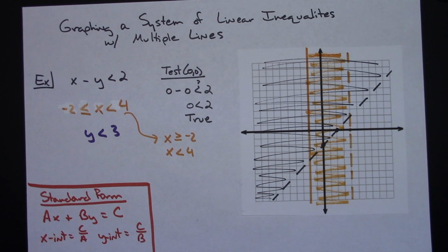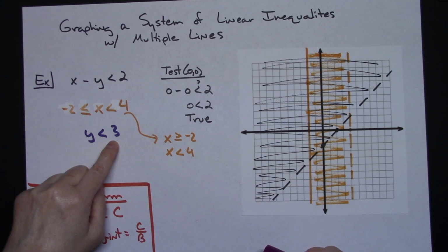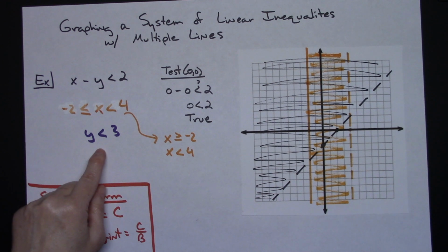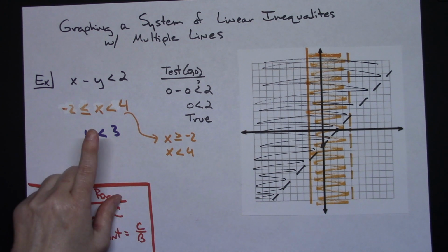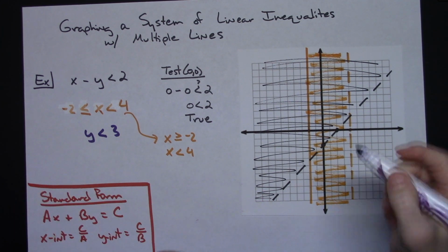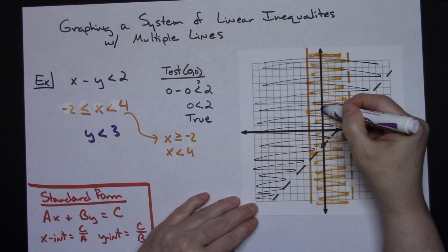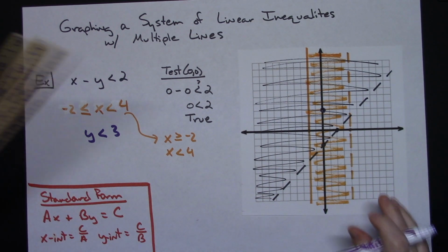Okay, now for our last inequality. Y is less than 3. Hopefully you recognize this as being a horizontal line at 3. If that was an equal sign, clearly a horizontal line at 3. Less than means it will be a dotted line, so I need to go up to 3. 1, 2, 3. And do a dotted line that is horizontal.